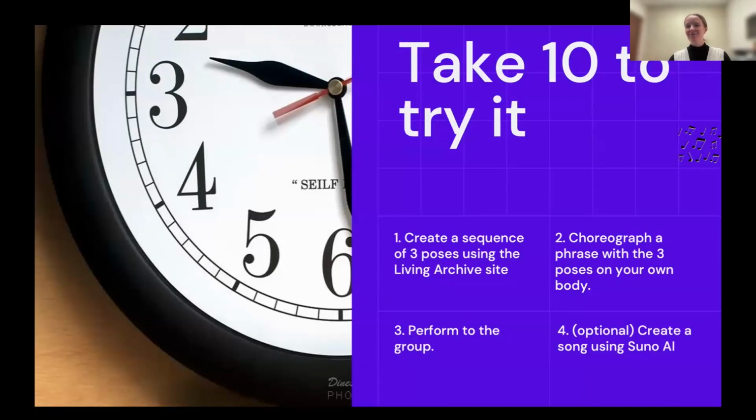So I have some guidelines for this try it section. So the first is to try to create a sequence with the Living Archive tool of at least 3 poses. So kind of what I showed you in the demonstration. Pick at least 3 and you can play it to see what that sequence looks like. And then second step is to choreograph a short dance phrase with that sequence. Now don't freak out. You're going to put your dance hat on today, whether you typically wear it or not.